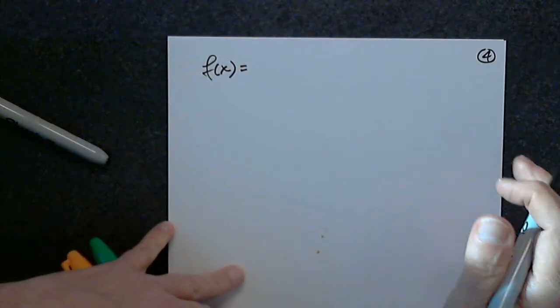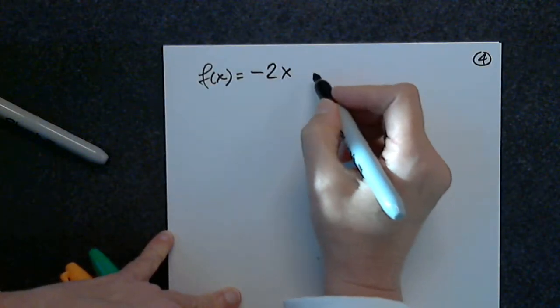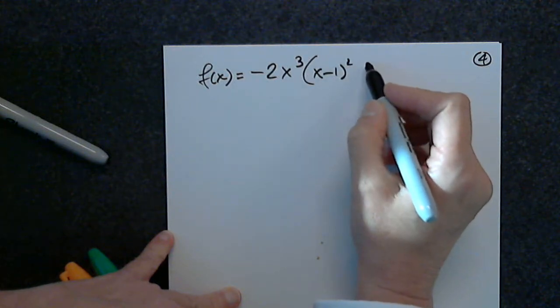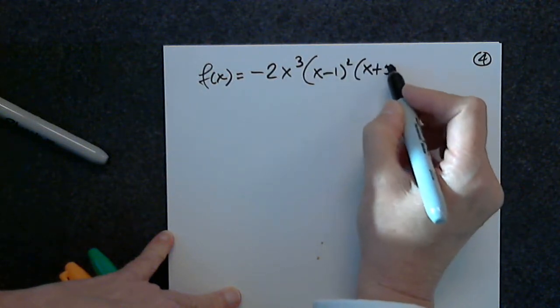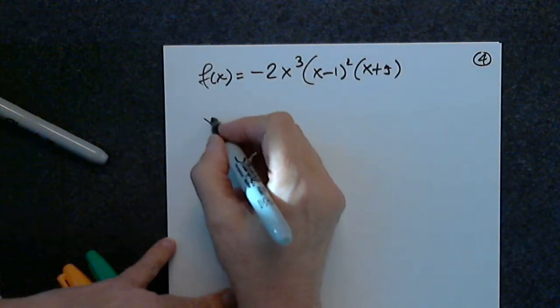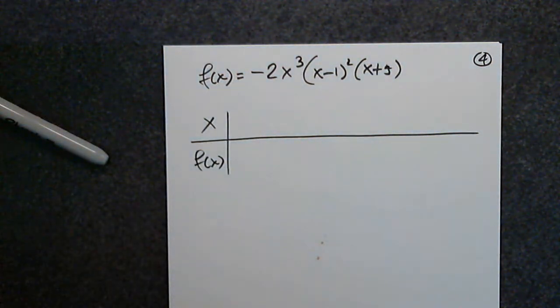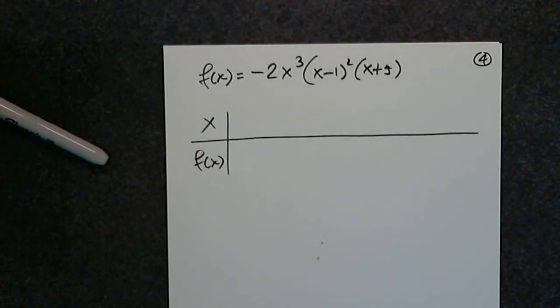Ready? Negative 2x to the third, parentheses x minus 1 squared, parentheses x plus 5. Very good. Now, this is a polynomial function. It's not rational. It doesn't have a ratio. It doesn't have a denominator. So it's a polynomial function.